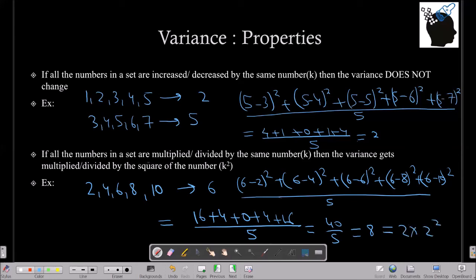So if all the numbers in the set are multiplied or divided by the same number, then the variance gets multiplied or divided by the square of the number. Since we multiplied all the numbers by 2, the variance got multiplied by 2 square.